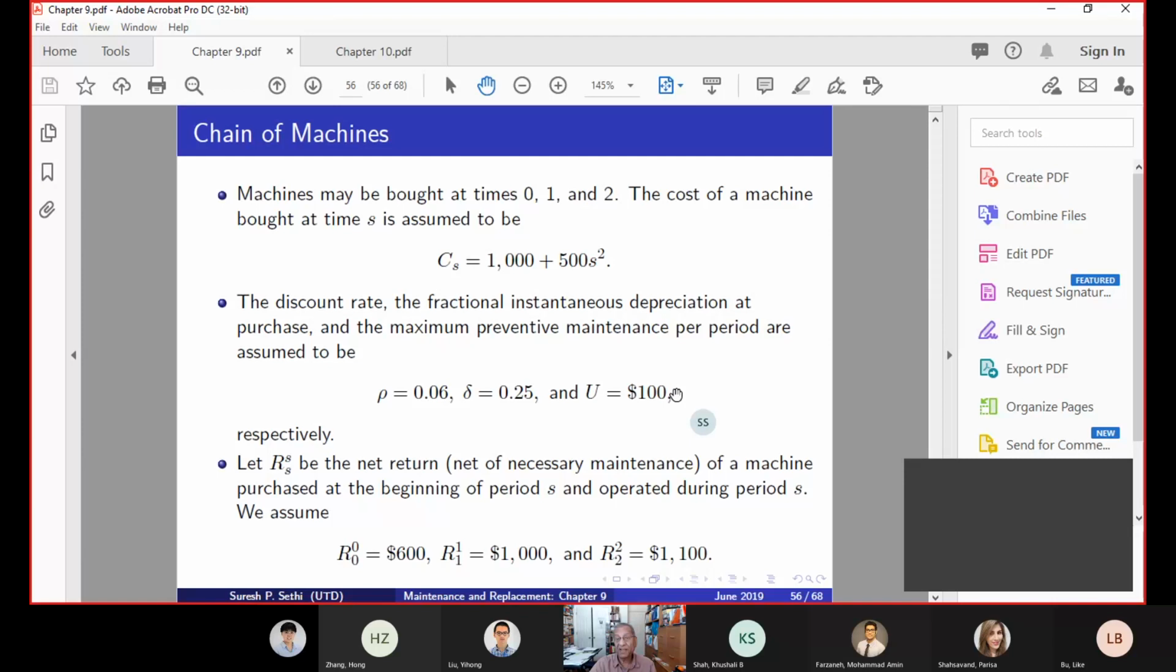I also have to define functions psi and phi. So here's how I'm going to do that. Let R_SS be the net return of a machine purchased at the beginning of period S and operated during that period. That means the first period of the purchase. That's data, so I have to give that data. So R_00 is 600, R_11 is 1000, R_22 is 1100. That's given to me.